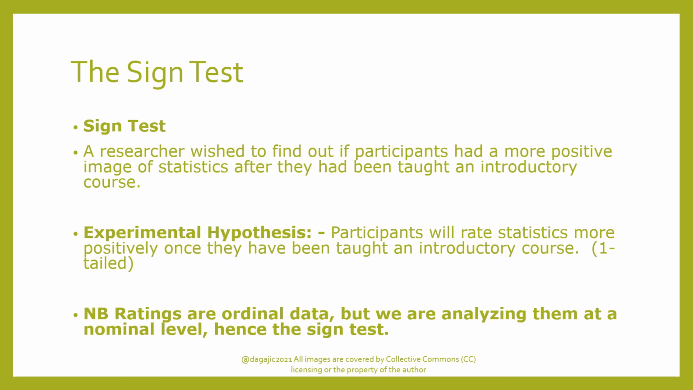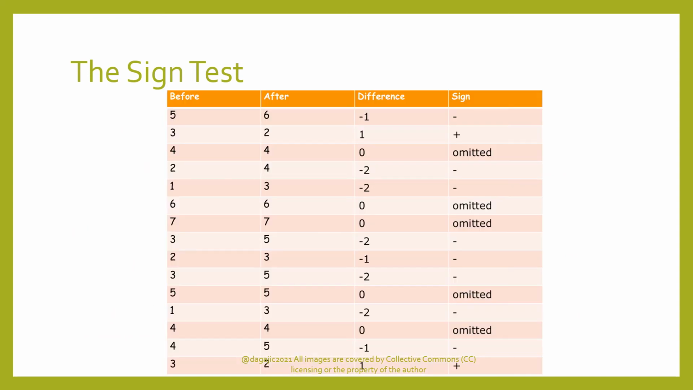Let's have a look at another example, because sometimes we might use ordinal data or analyse it at a nominal level. So if we look at this example, a researcher wished to find out if participants had a more positive image of stats after they'd been taught an introductory course. So our hypothesis: participants will rate statistics more positively once they've been taught an introductory course. And this time we've done a one-tailed because previous research would suggest that that might happen.